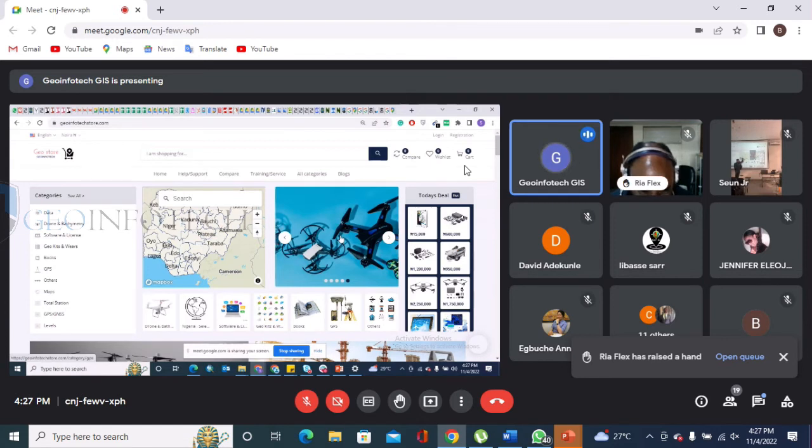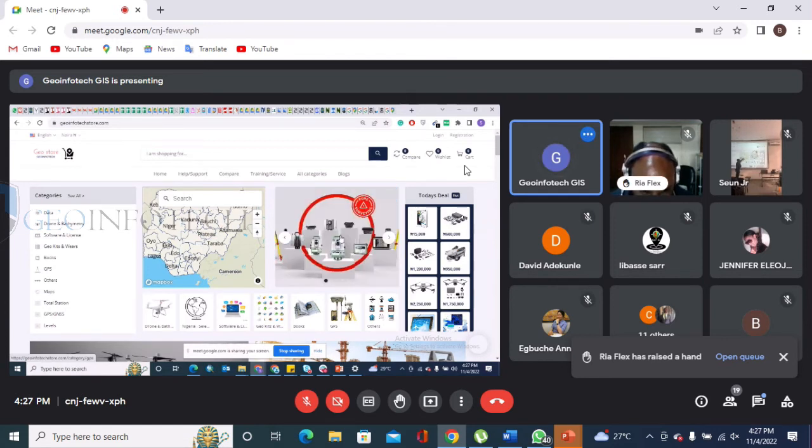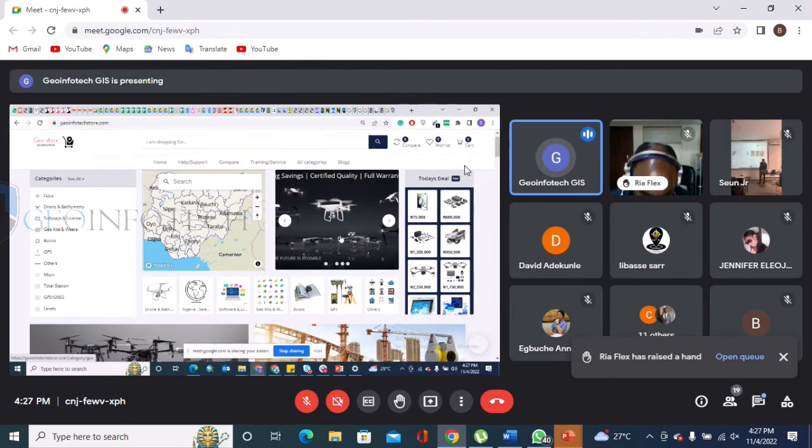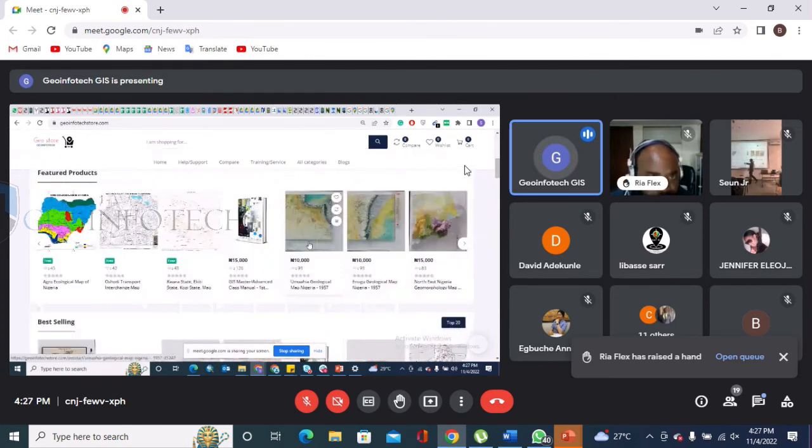And if you scroll down, we recently published some maps here. You can see this one is the agroecological map of Nigeria. And this one is the transport interchange map. This one is the Kwara State Ekiti topographic map. And this one was our recent masterclass manual, with a lot of steps on how to learn GIS.